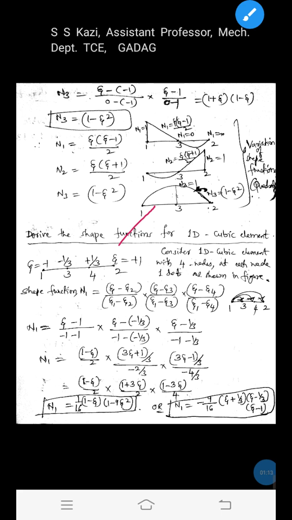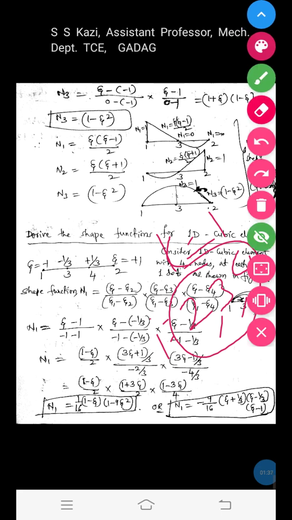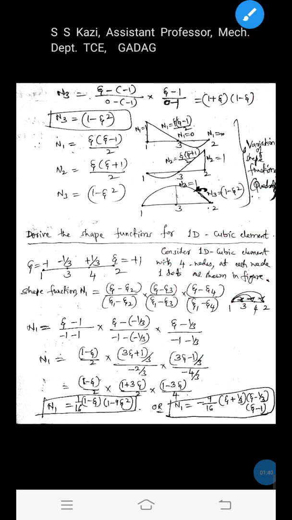by using the Lagrangian form of shape functions. As we know, by using the formula zeta minus zeta I divided by zeta k minus zeta I, the product of that ratio we will consider. First, to find n1, where k is equal to 1 and I is equal to 2, 3 and 4, that means 3 products we will get, product of the ratios. First zeta minus zeta I divided by zeta k minus zeta I, that is zeta minus zeta 2 divided by zeta k. K is what? 1. Zeta 1 minus zeta 2.